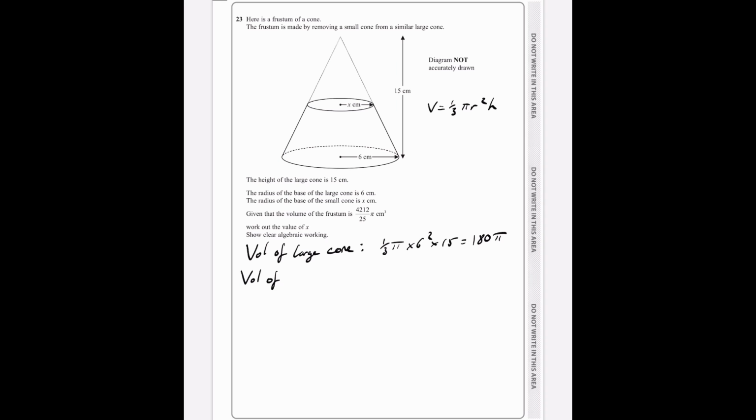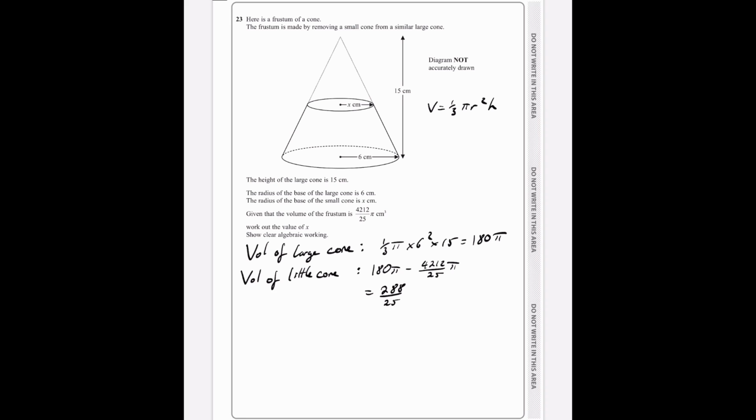The volume of the little cone, that little cone is the bit that's being chopped off. I know it's not the one we're trying to calculate here, but it's going to help us. The volume of that little cone is going to be the volume of the larger cone subtract the volume of the frustum. Now it gives us the volume of the frustum in the question, so I can subtract that from 180 pi, which we've just calculated, to find out what the volume of that little cone will be. And it comes out as 288 over 25 lots of pi.